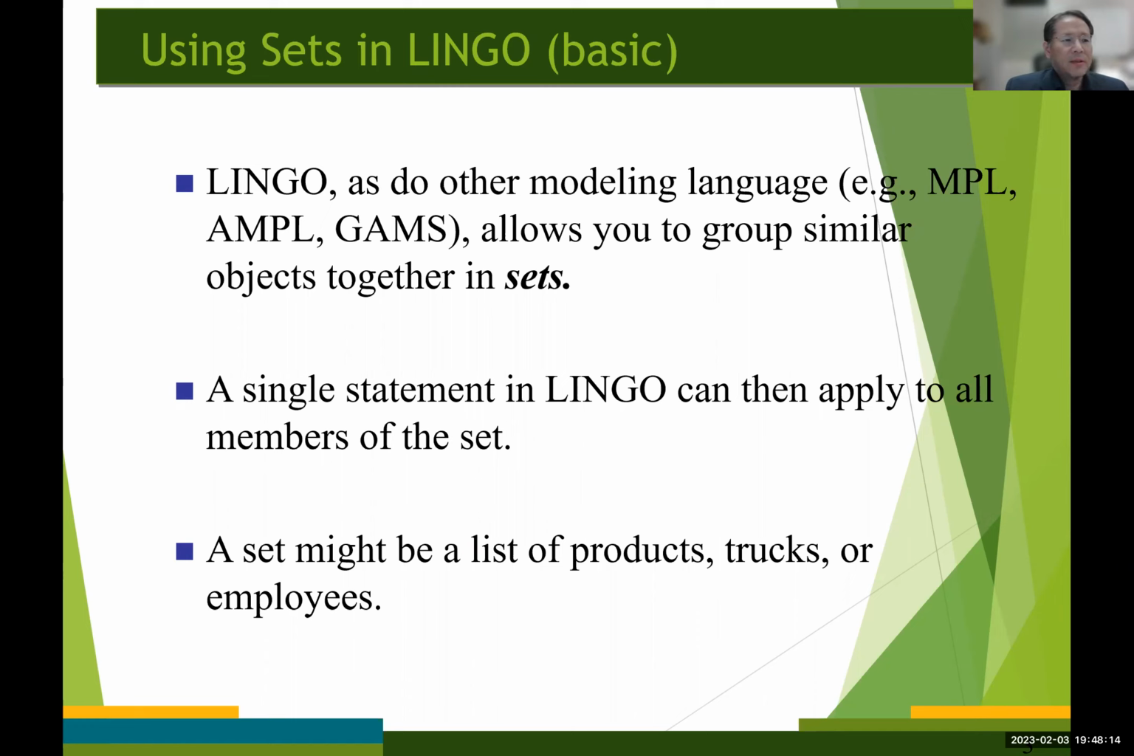Okay, so Lingo allows the user to group similar objects together into sets. So the sets are simply the groups of related or similar objects. The set might be a list of products, trucks, or employees. So in the chicken feed example, such a group would be the ingredients.